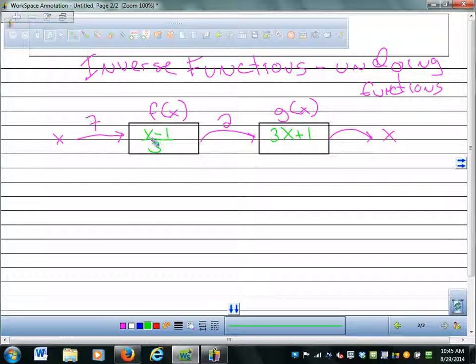But if I were to take 7 in here, 7 minus 1 is 6, divided by 3 gives you 2. 2 times 3 plus 1 gives you about what? 7. So this is most likely an inverse, right?